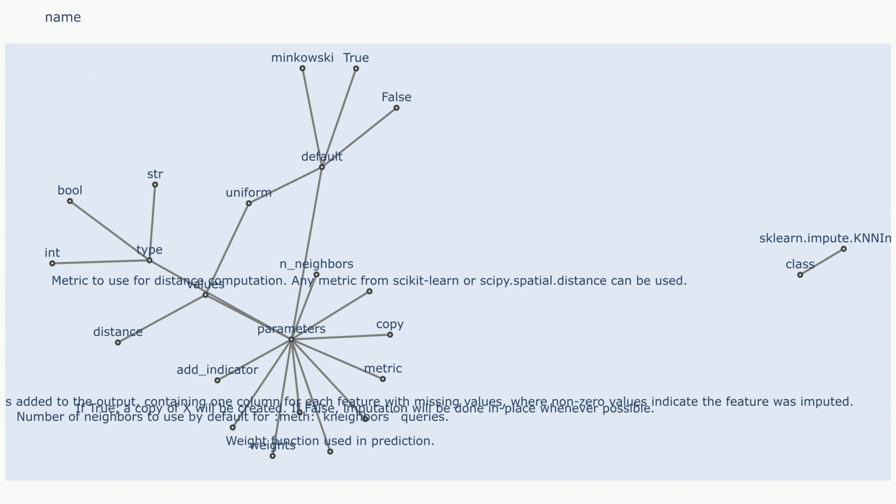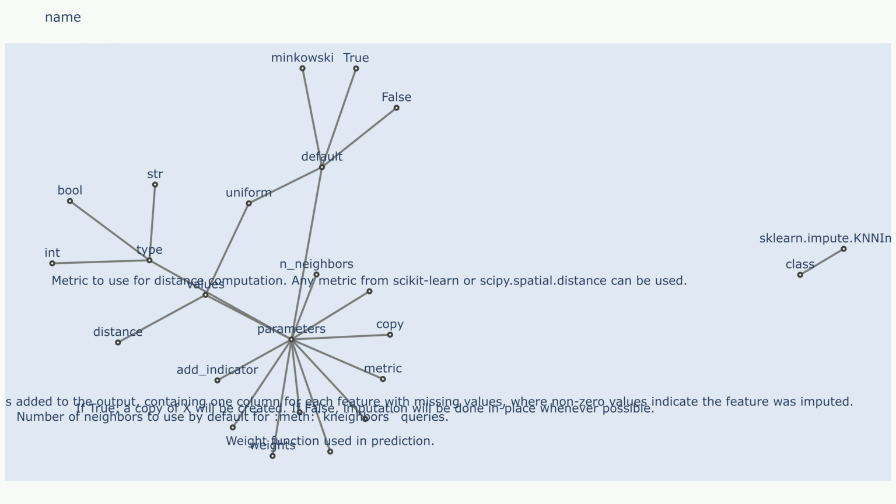X[10, 0] = np.nan, X[20, 2] = np.nan. Initialize KNNImputer. imputer = KNNImputer(n_neighbors=5, weights='distance'). Fit and transform the data. X_imputed = imputer.fit_transform(X).